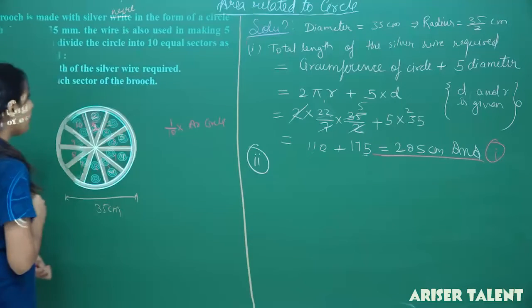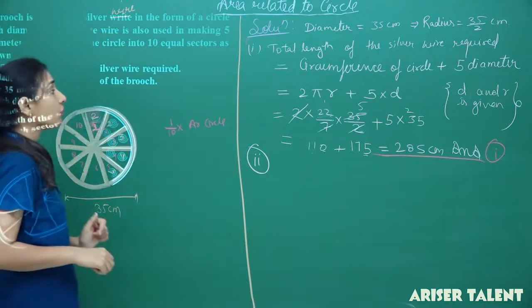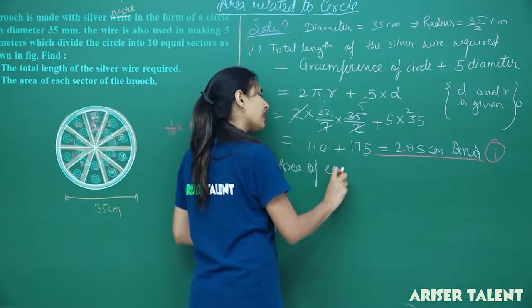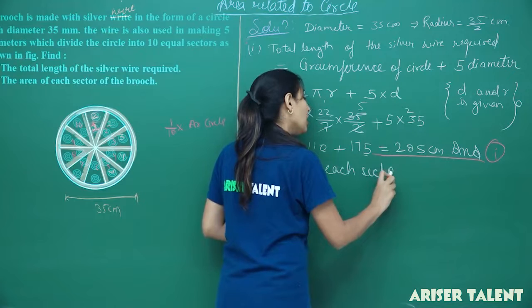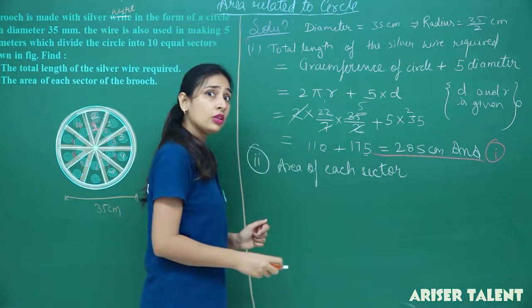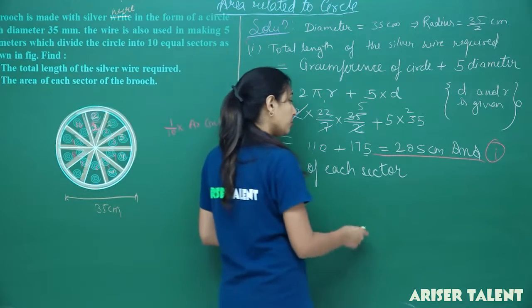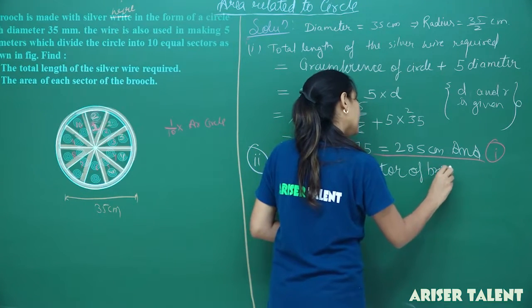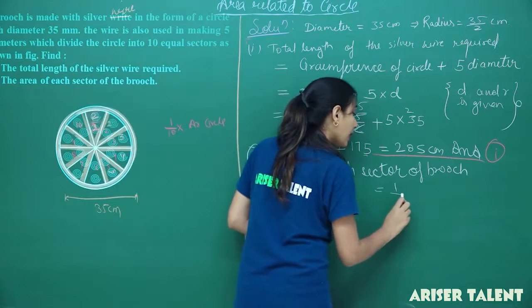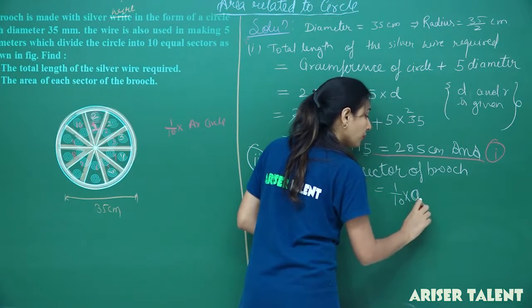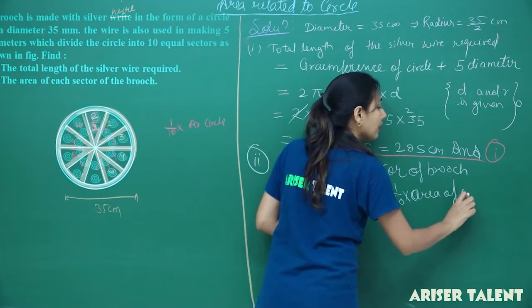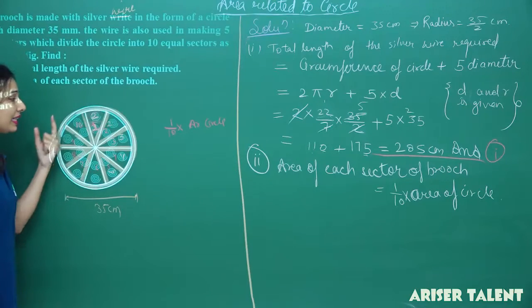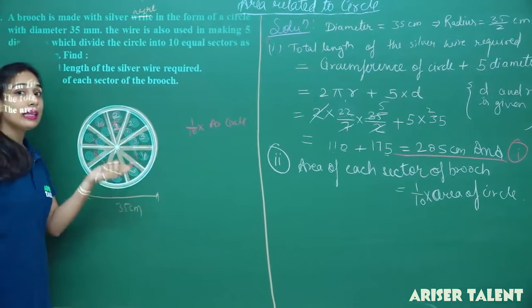We have to solve the second part also, which is asking for the area of each sector of the brooch. Area of each sector. Now it looks like we have to find the sector area using the angle, but no, we are not going to do that. Each sector of the complete brooch will be equal to 1 by 10 of the area of the circle, because the complete area is divided into 10 sectors.